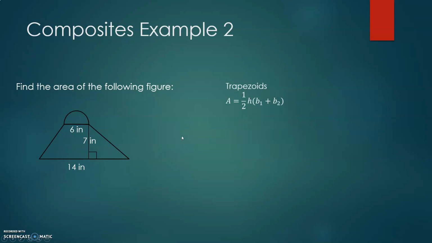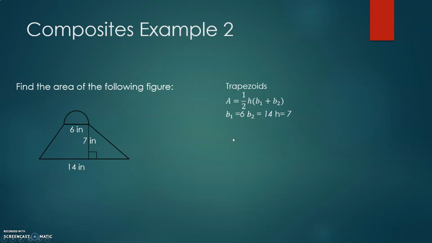Our formula for a trapezoid is area equals 1/2 times the height times B1 plus B2. So we just put in these values, right? Our height is going to be this 7. Base 1, I'm going to make 6, and base 2 is going to be 14. I just picked 6 for 1 and 14 for 2 because 6 was on top, but it honestly doesn't matter which one is which.